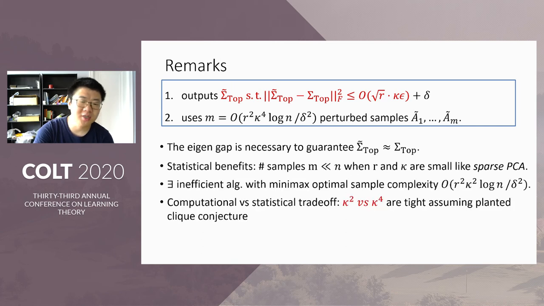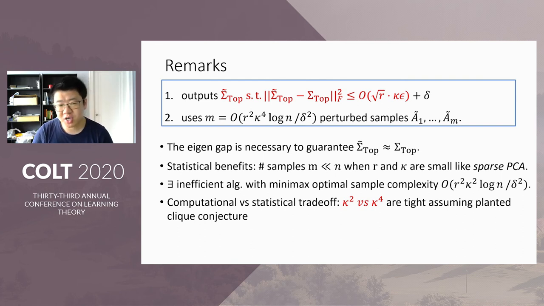The first one is that it gives some statistical benefits when the rank r and the kappa are small. The number of samples m will be much less than n. This is similar to sparse PCA.